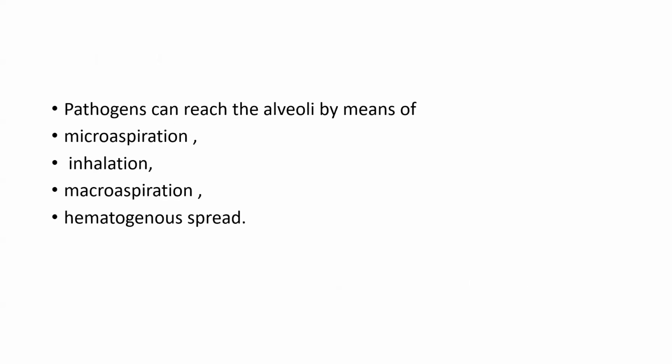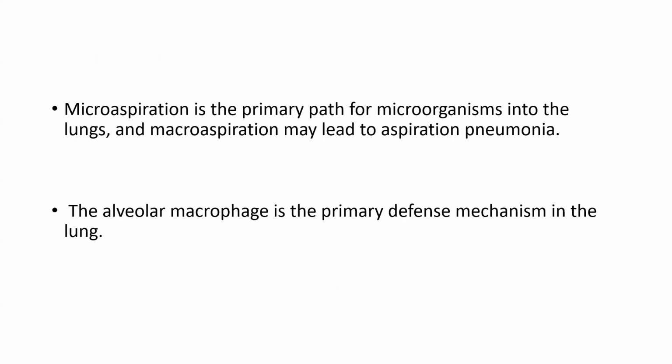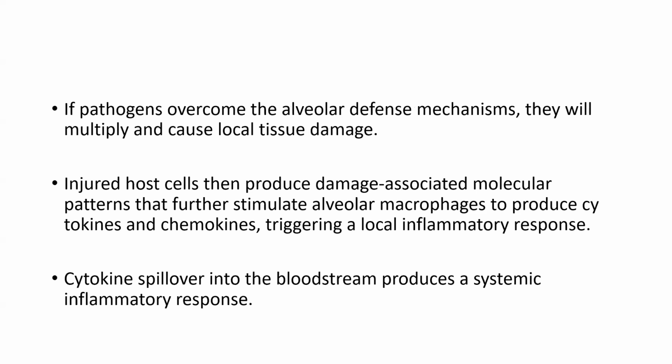The pathogen can reach the alveoli by means of microaspiration, inhalation, macroaspiration, and hematogenous spread. Microaspiration is the primary path for microorganisms into the lung, and macroaspiration may lead to aspiration pneumonia. The alveolar macrophages are the primary defense mechanism in the lung. If the pathogen overcomes this alveolar defense mechanism, then it will multiply and cause local tissue damage.